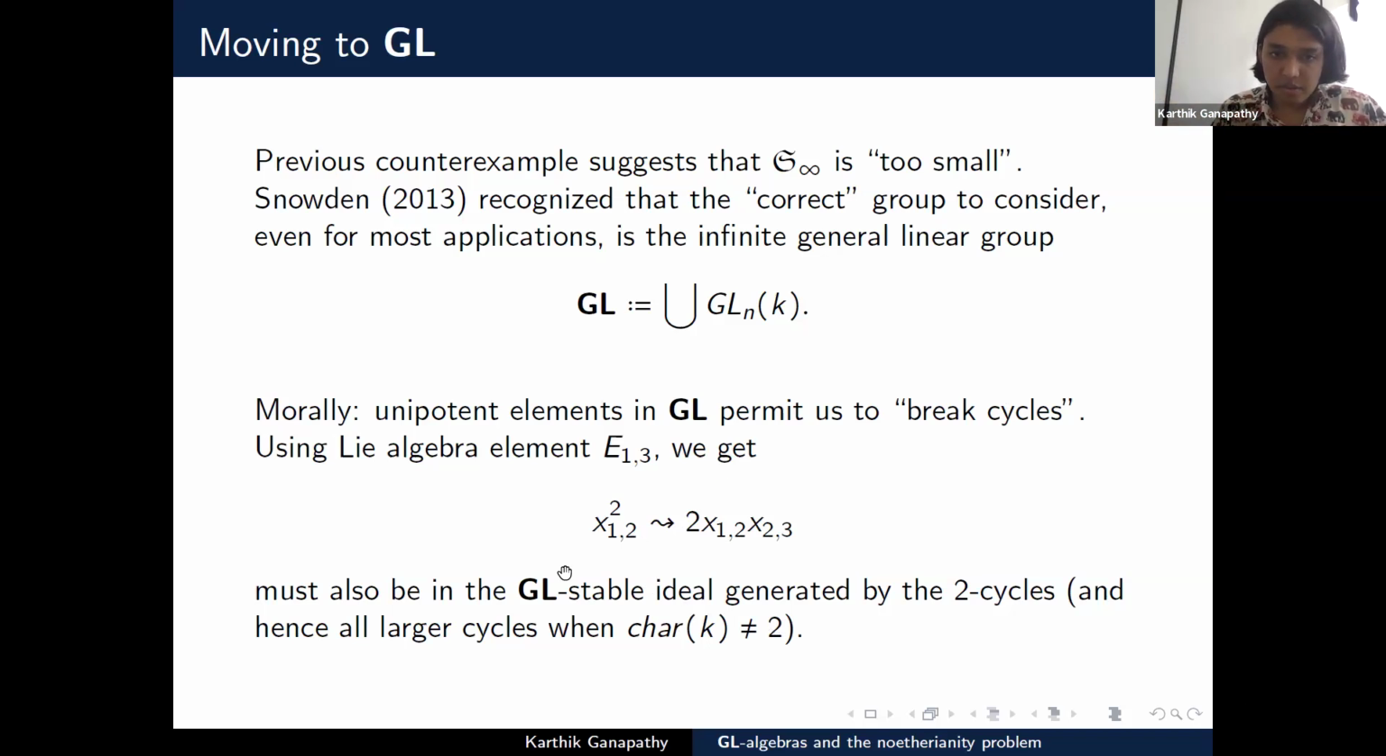So we've essentially shown that if you consider the GL-stable ideal generated by x_12 squared, that will contain all higher cycles, at least in characteristic not equal to 2.